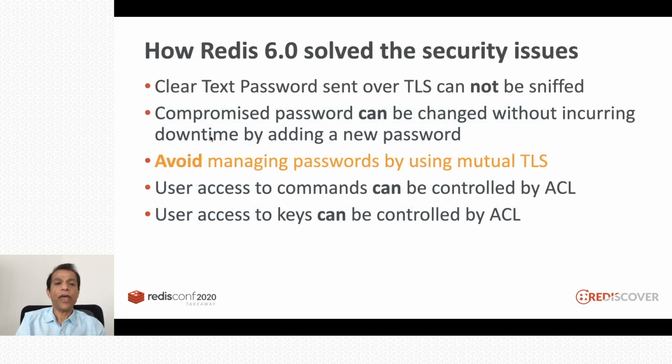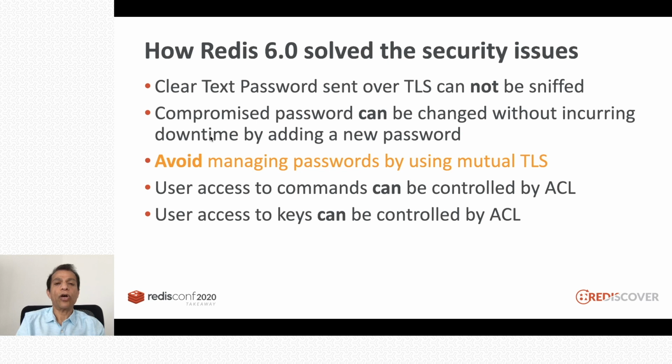So as part of the motivation, I was mentioning what are some of the existing problems. Now let's see if Redis 6.0 solved all the security issues. The clear text password sent over TLS cannot be sniffed. Compromised password can easily be changed without incurring a client downtime. As we saw, you can easily add a new password and remove the old password. We can avoid managing the password by using mutual TLS. The reason why this is in a different color is Redis 6.0 is almost there, but not quite, as I'll explain in the next slide.